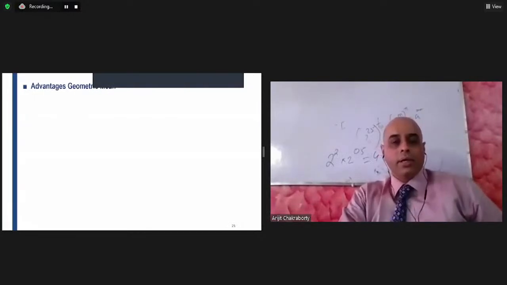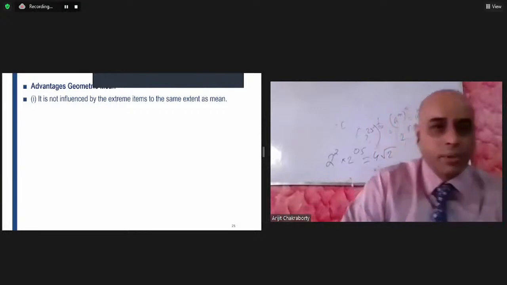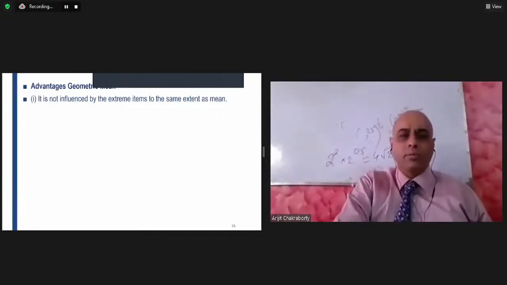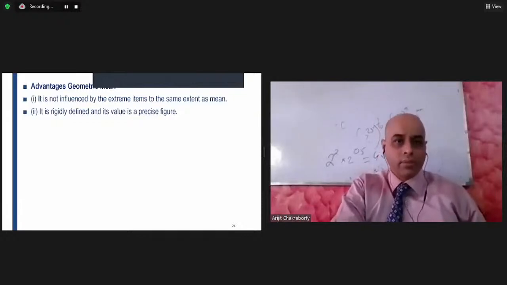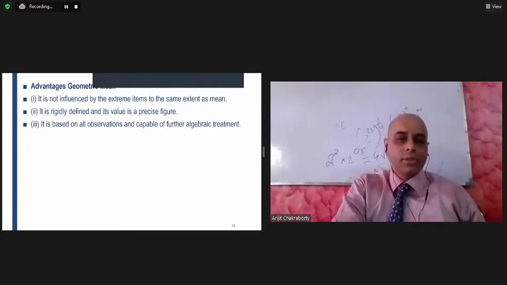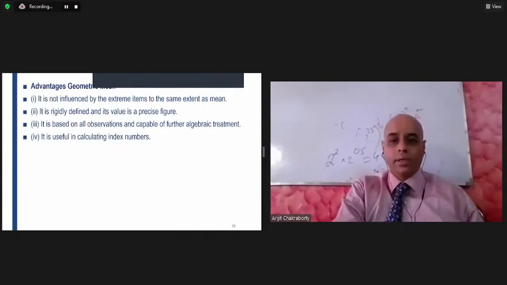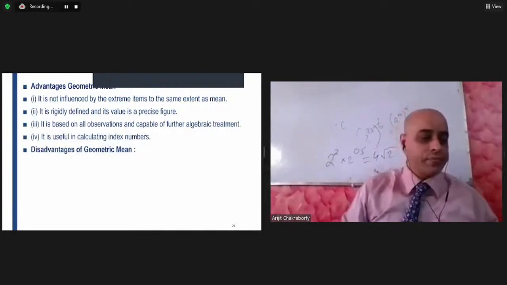Acha. Now the advantages of geometric mean: it is not influenced by extreme items, very similar to the mean, it is not much influenced by extreme items. It is rigidly defined because the value is precise. There are no ambiguities about the value. It is clearly the nth root. It is based on all observations, plus it is useful in calculating index numbers. We will see later in statistics, you have one chapter on index numbers. We will see that. Now, what are the disadvantages?